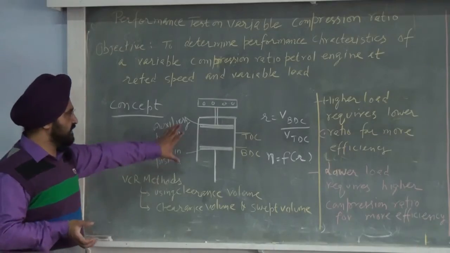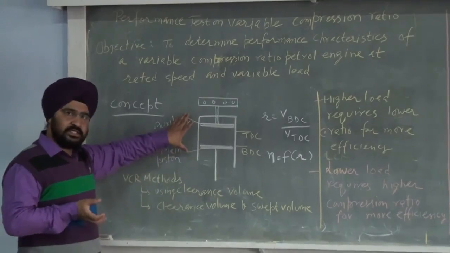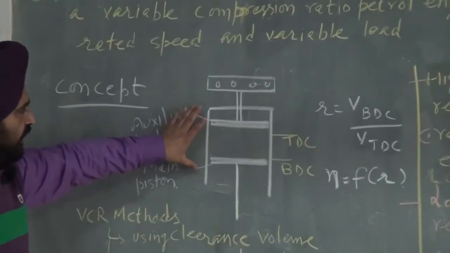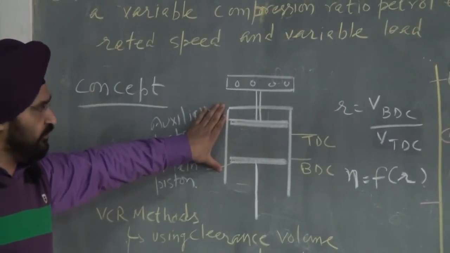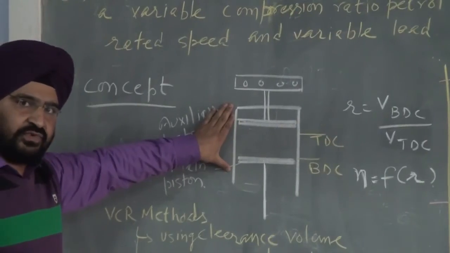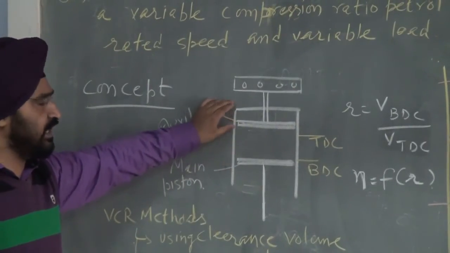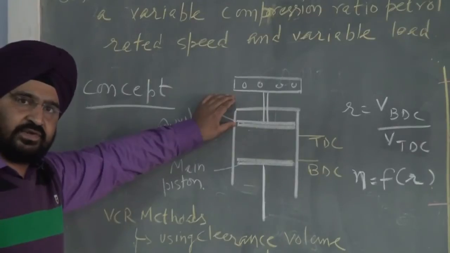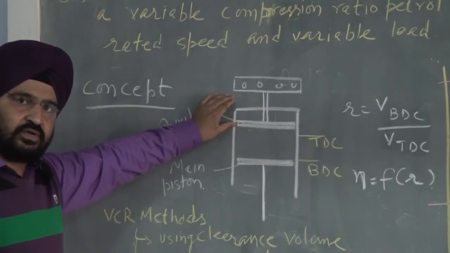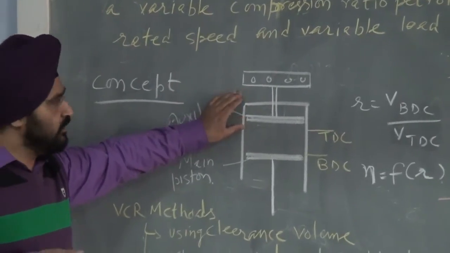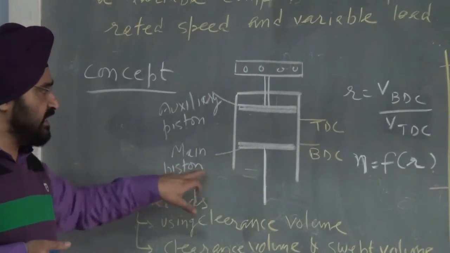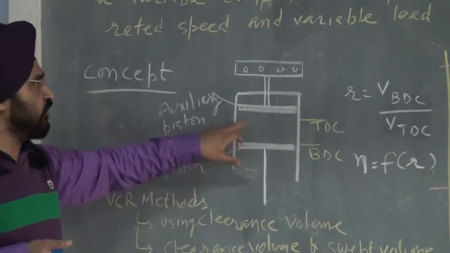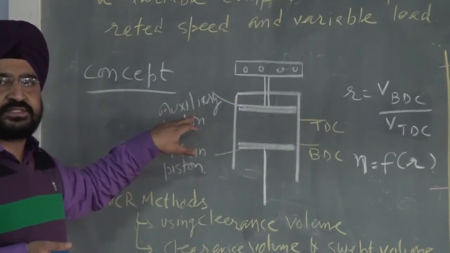So what is there in this experimental setup? The variable compression is obtained by changing the clearance volume available at the top of the piston cylinder arrangement. We have this piston cylinder arrangement in which the main piston is there, and at the top of that we have the auxiliary piston.